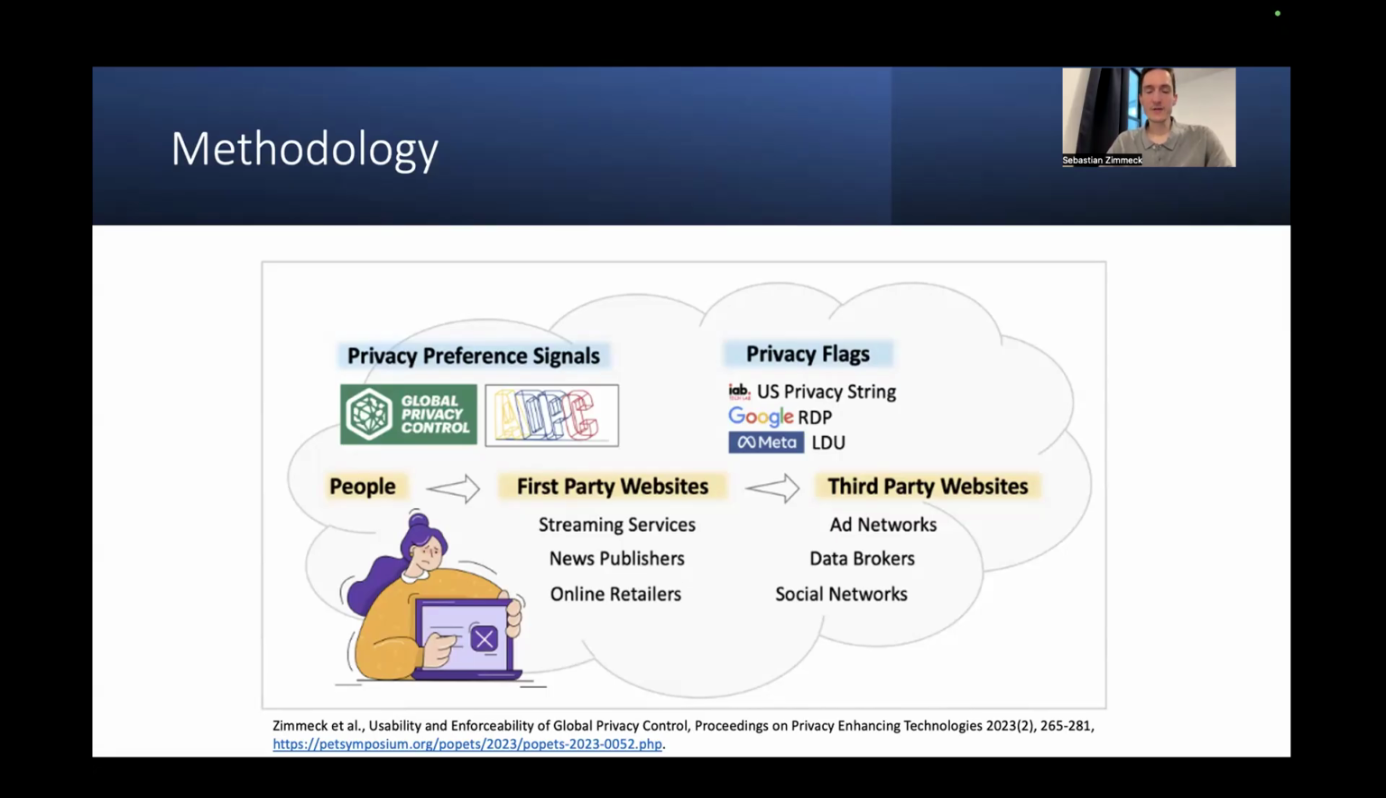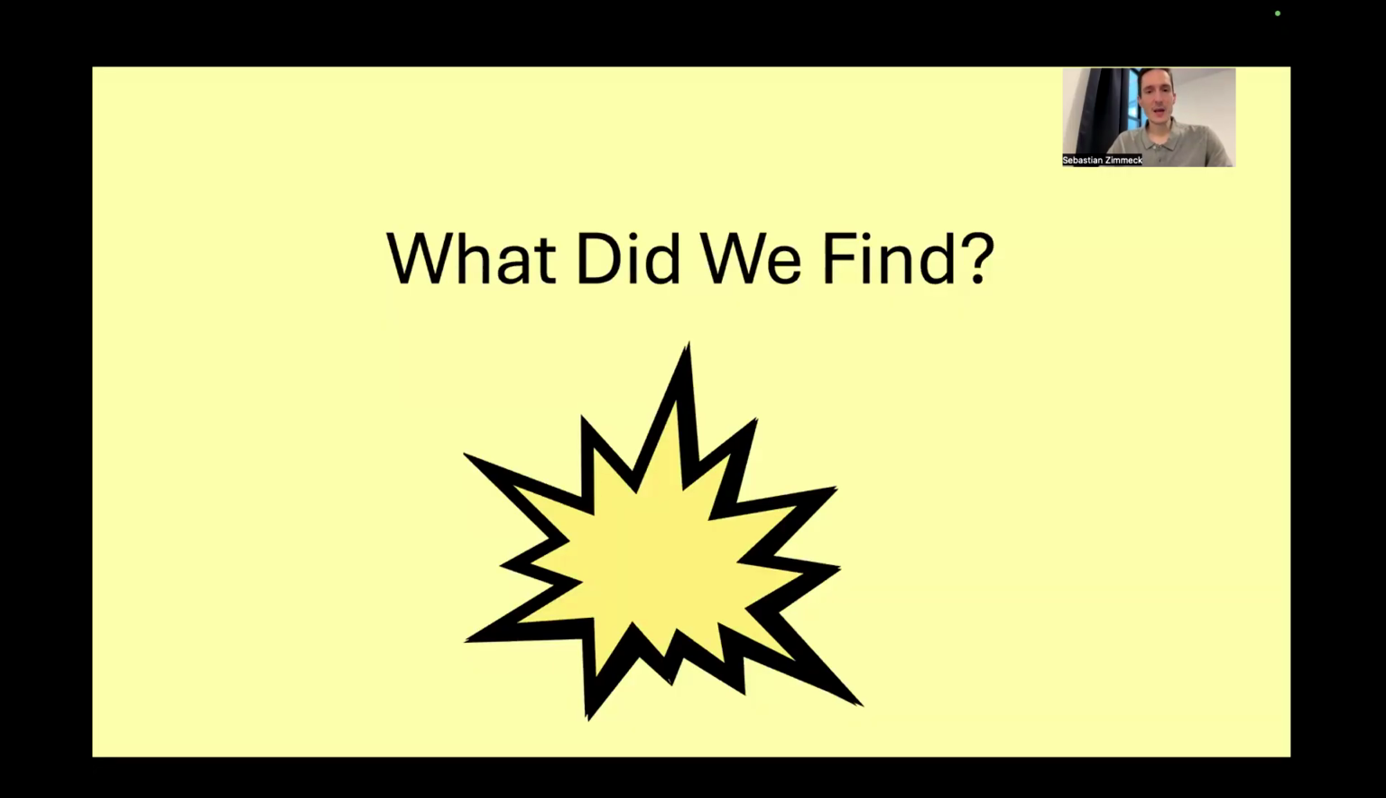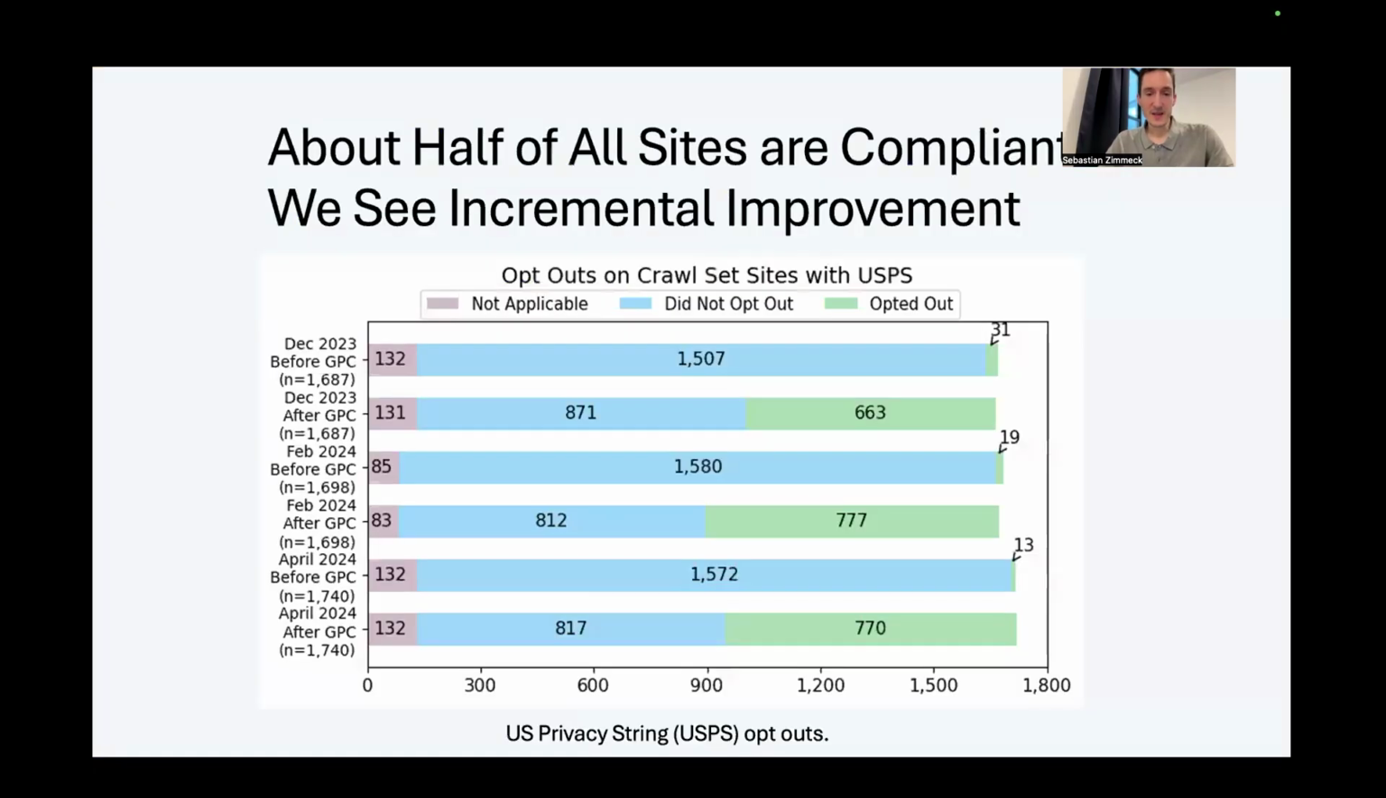Third parties can also recognize GPC directly. We send GPC signals to both first and third parties, but their normal way of recognizing GPC is to look at these privacy strings. And that's also what we leverage to find out whether our opt-out is propagated towards these third parties. So what did we find?